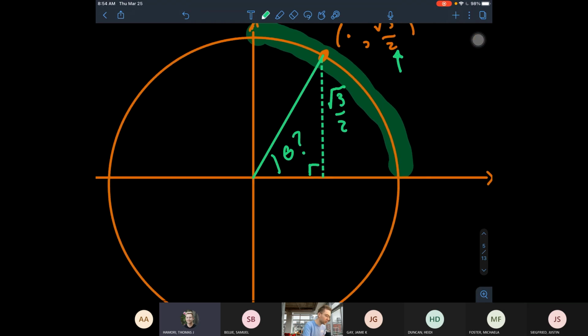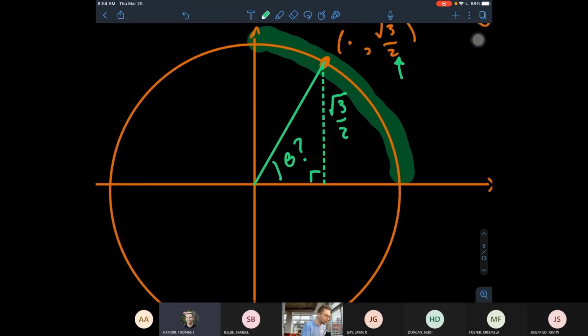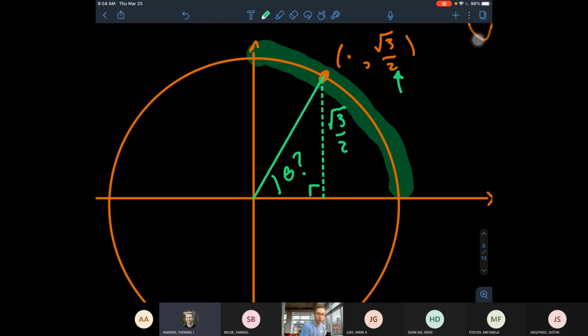Sorry, not on the unit circle, on this triangle. We know the length of one of the other sides. We know the radius, right? The radius is always 1.